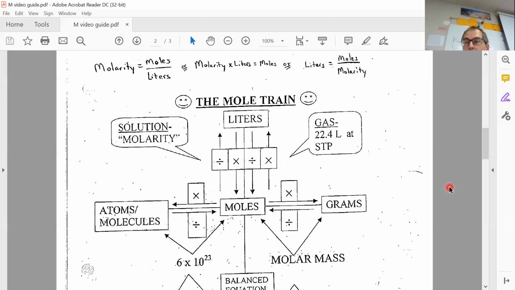Now, what happens is we were given 1 liter and 1 molarity. So what we're going to do is take 1 liter times 1 molarity, or 1 mole per liter, to get moles. Well, what's 1 times 1 going to be? It's going to be 1. And then we're going to take that and multiply it by the molar mass to figure out how many grams we get here.